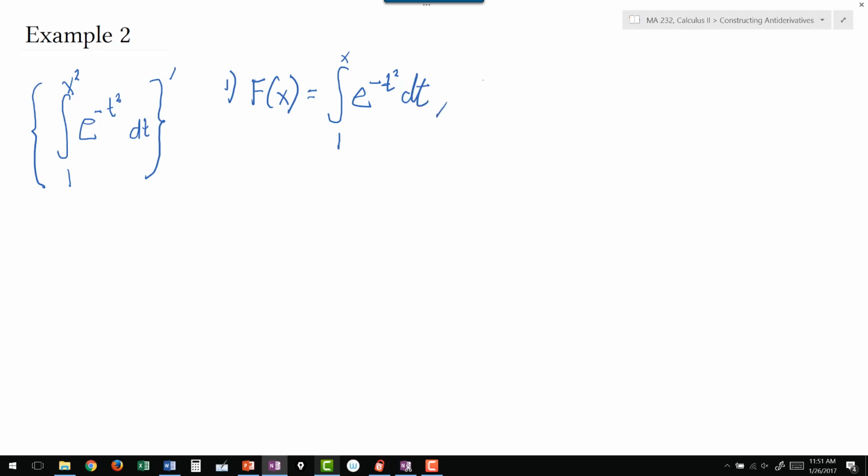Now, we already know by the second fundamental theorem of calculus how to find the derivative for capital F. We know that that is just the integrand, e to the minus x squared. So that work will come in handy in a moment. Next is the observation that capital F of x squared is the integral that we have to deal with in this example.